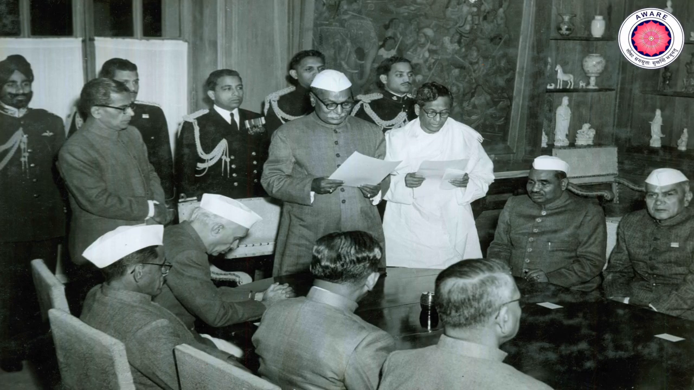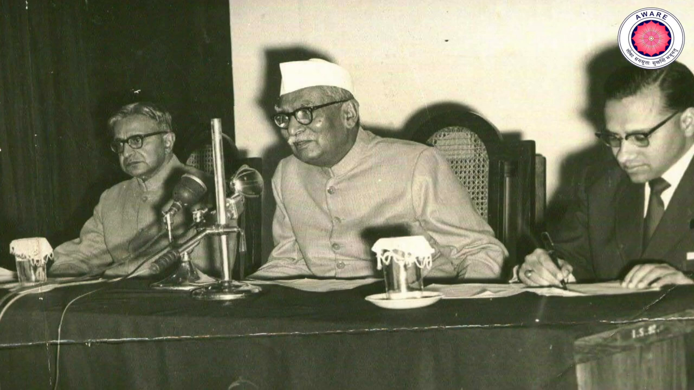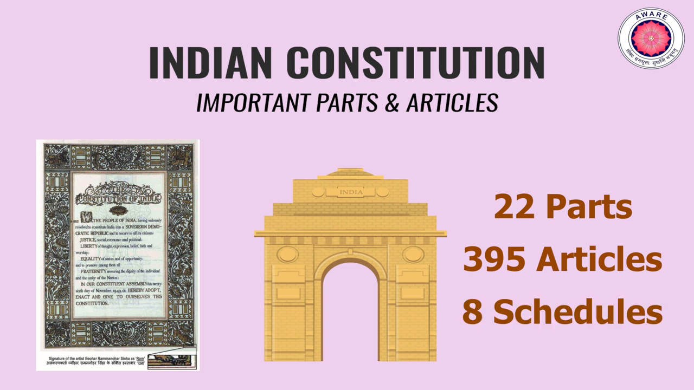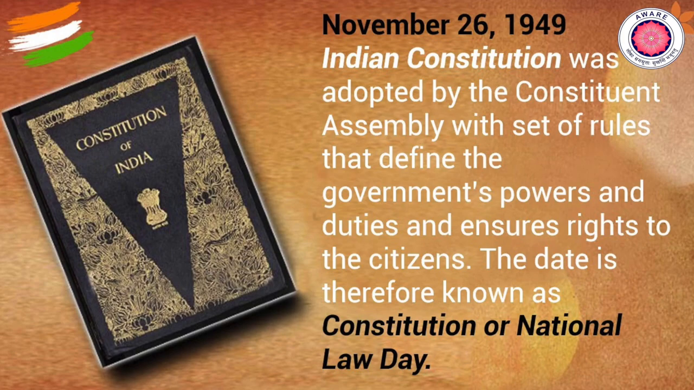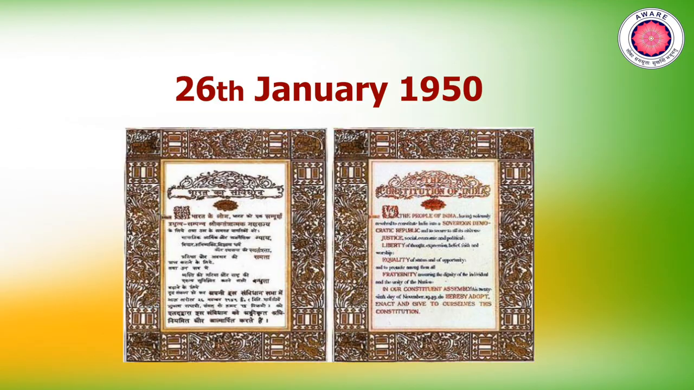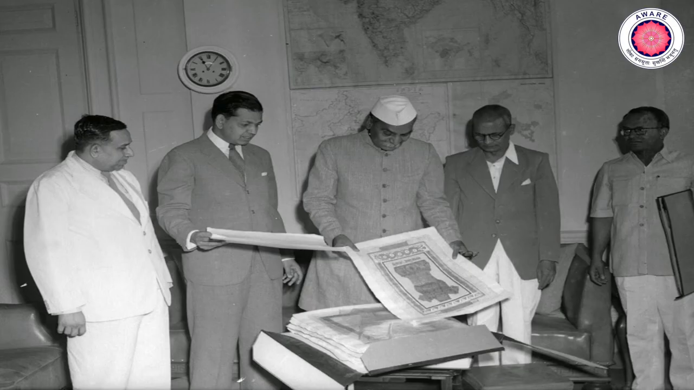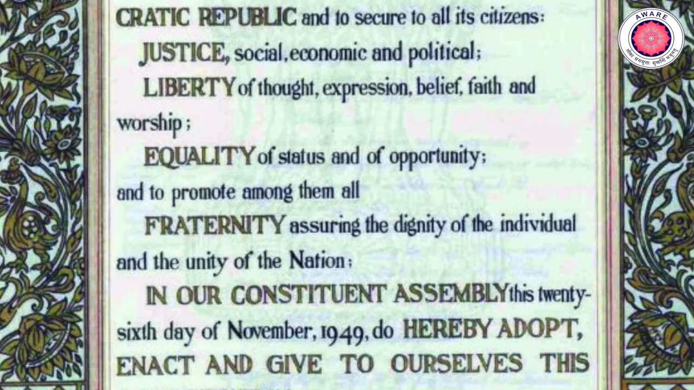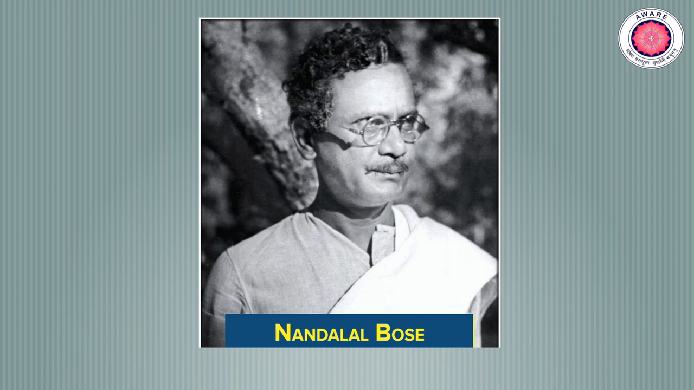It took 2 years, 11 months and 18 days to write it and it was finally signed by 284 members and thereafter by the President of the Constituent Assembly, Dr. Rajendra Prasad. Initially, it had 22 parts, 395 articles and 8 schedules. Some provisions came into effect on 26th November 1949 and others on 26th January 1950. It was Prem Bihari Narayan Raizada who calligraphed the constitution in a flowing italic style. The paintings were done by Nandlal Bose.